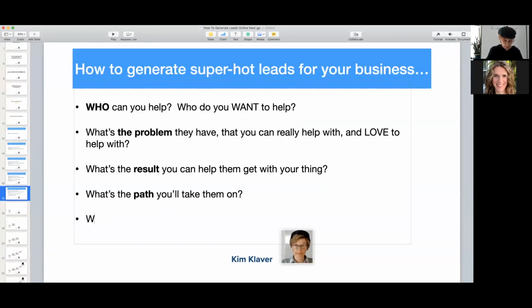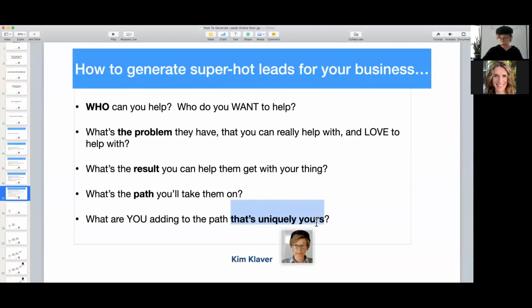What are you adding to the path that's uniquely yours? Uniquely yours. This is very important. This is what distinguishes you.